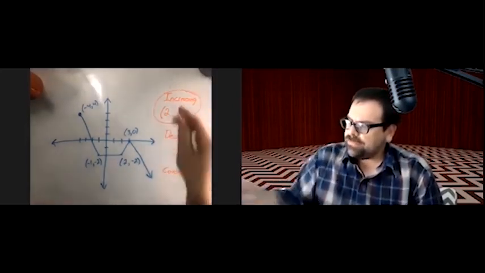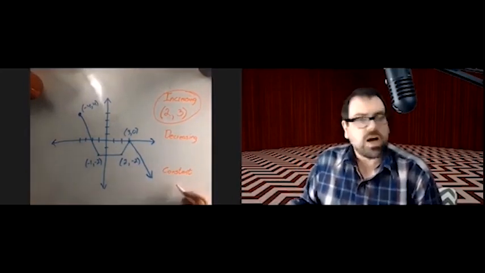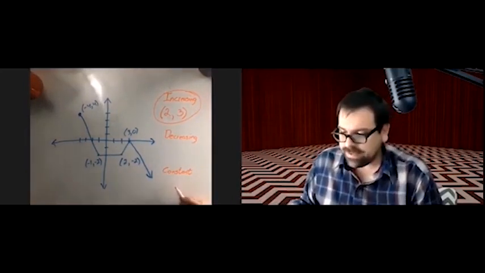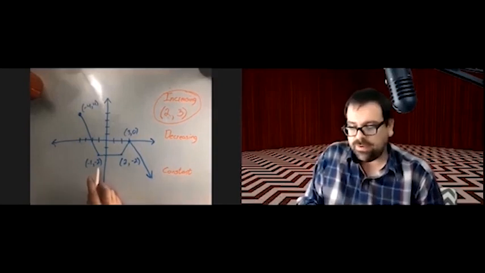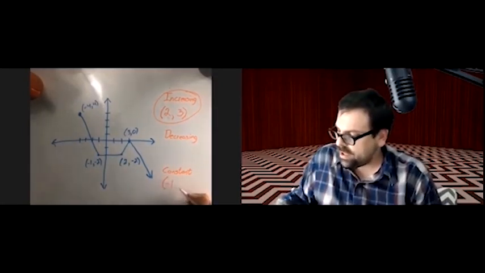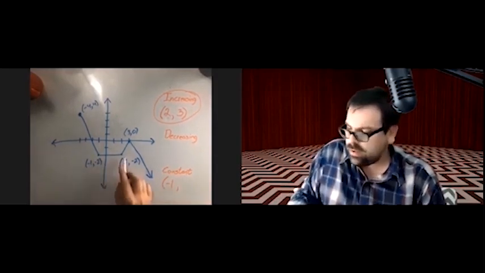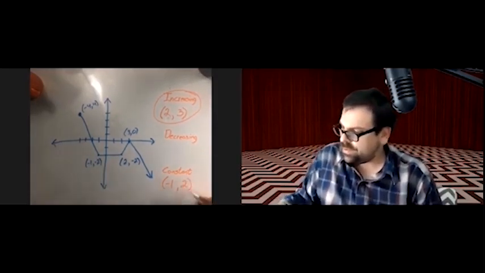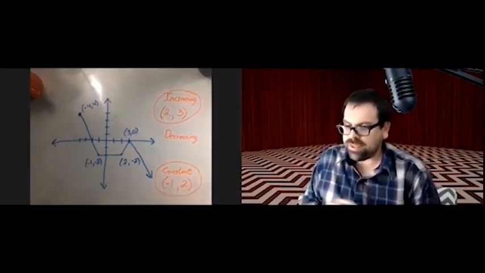So that's where it's increasing. Let's do constant next. Constant's easy. Where is it not going up or down? Well, right here from -1 to 2. That's the only place where it's constant.